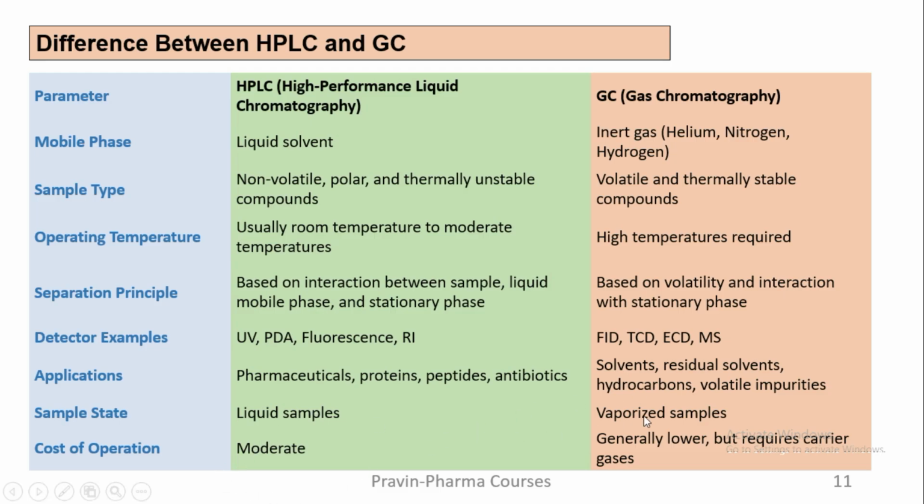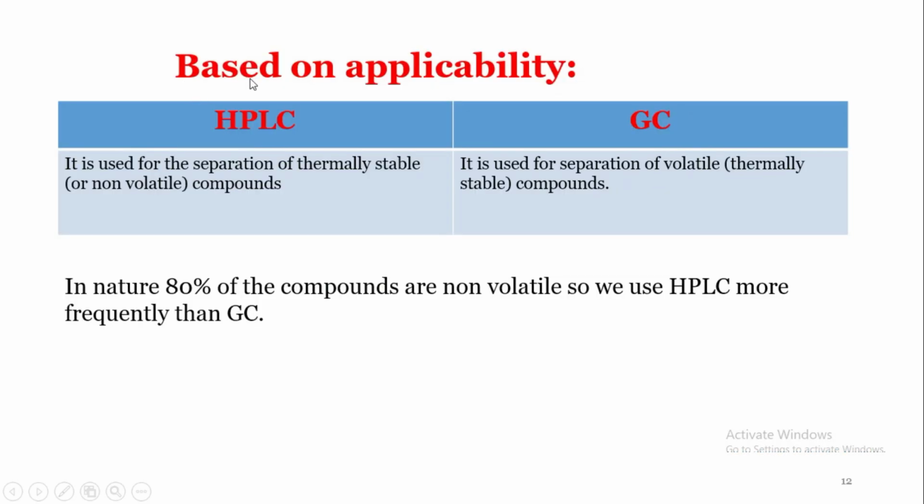Right, in HPLC the sample state is a liquid sample, and in GC it is a vaporized sample. Cost of operation is moderate for HPLC, and in GC it is generally lower but requires carrier gases like helium, hydrogen, nitrogen. So sometimes it may go up, depending on the cost of the gas, due to some issues in the gas supply or something. So this is the basic difference between HPLC and GC.